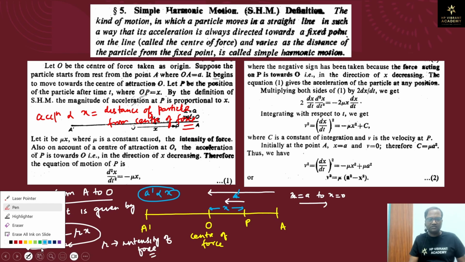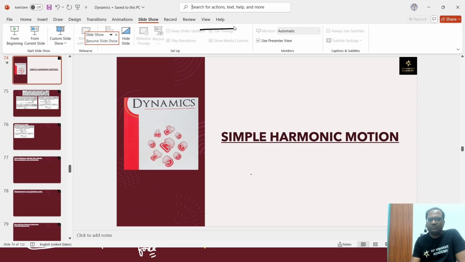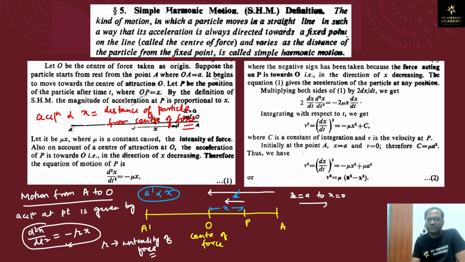Let us read this. Simple harmonic motion is a kind of motion in which the particle moves in a straight line in such a way that its acceleration is always directed towards a fixed point on a line called the center of force, and varies as the distance of the particle from the fixed point. This means acceleration is proportional to x, and x is the distance of the particle from the center of force.